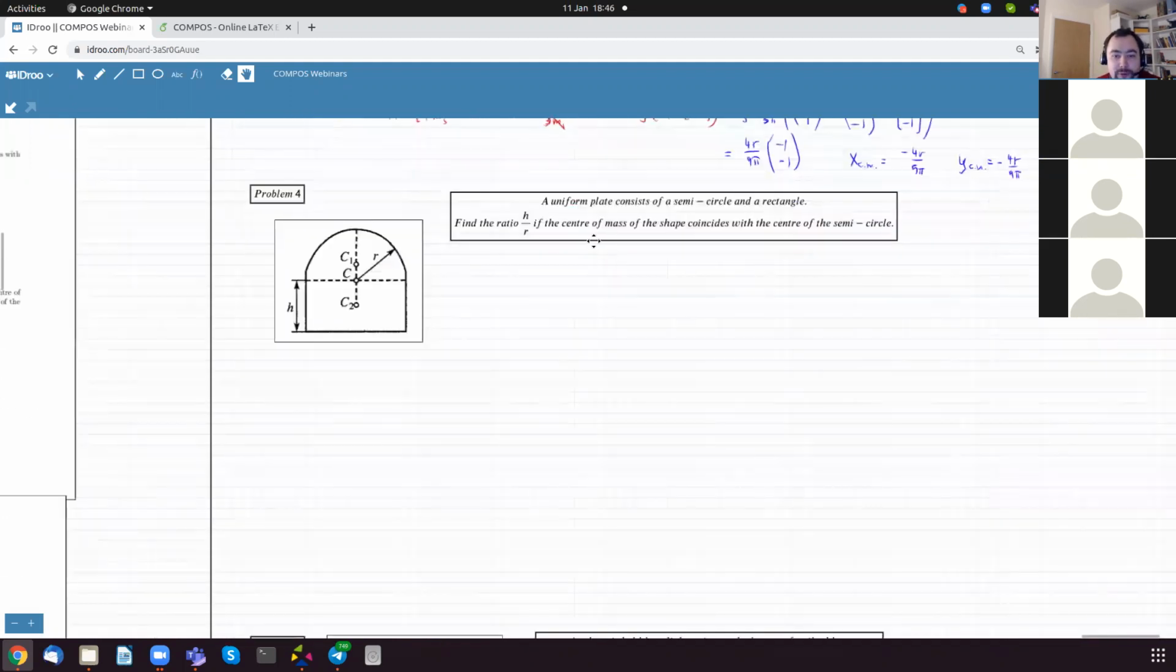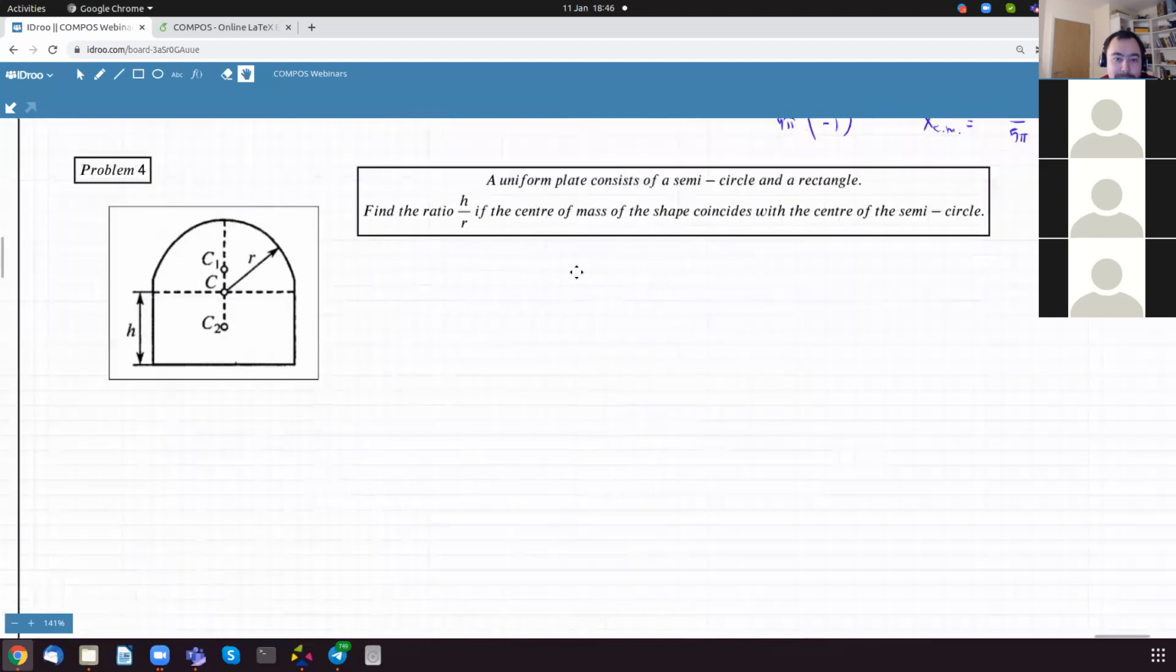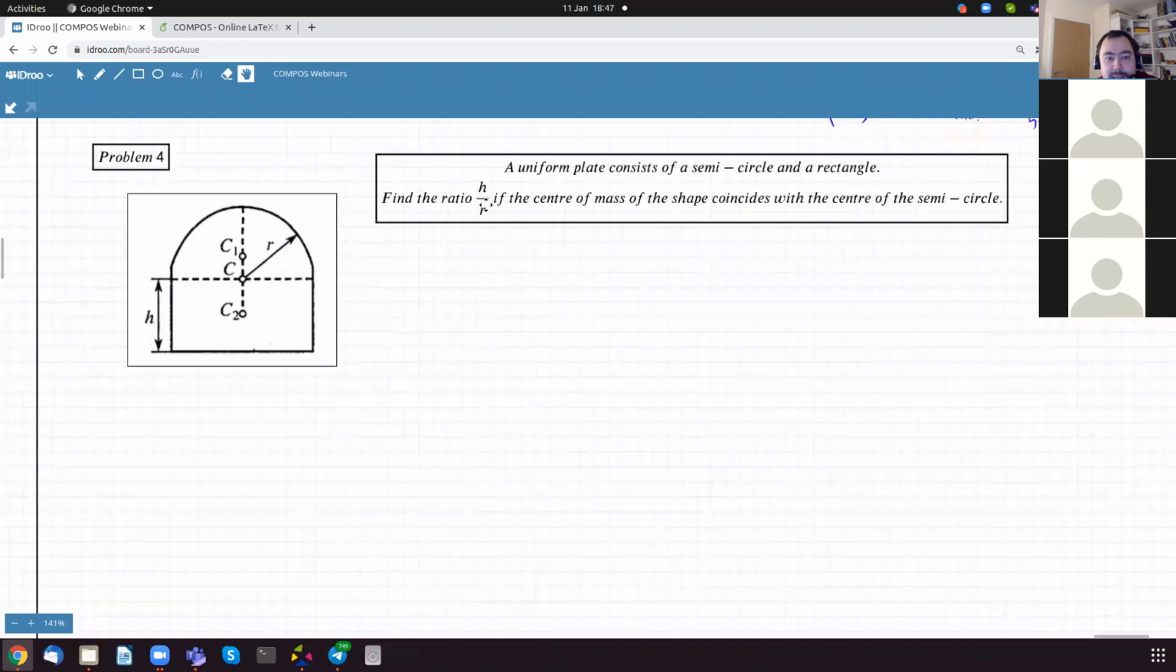Okay, moving on to question 4. A uniform plate consists of a semicircle and a rectangle. Find the ratio h over r if the center of mass of the shape coincides with the center of the semicircle. Okay, this picture is not perfect, but the semicircle starts here and here. So the center of the semicircle is also the center of mass of the shape.